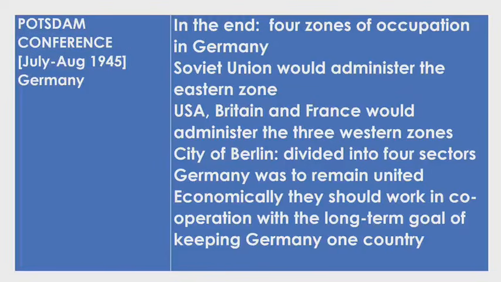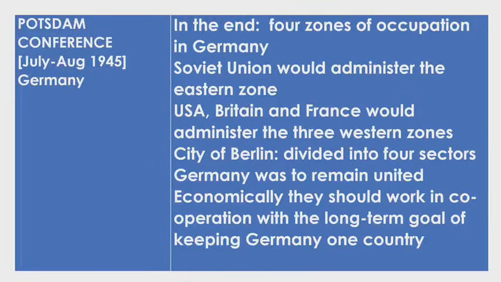The Soviet Union would administer the Eastern Zone. The USA, Britain, and France would administer the 3 Western Zones. The city of Berlin, which was situated in the Soviet sector, would be divided into 4 sectors as well. Germany was to remain united. Economically, it was decided that they should work in cooperation with the long-term goal of keeping Germany as one country.